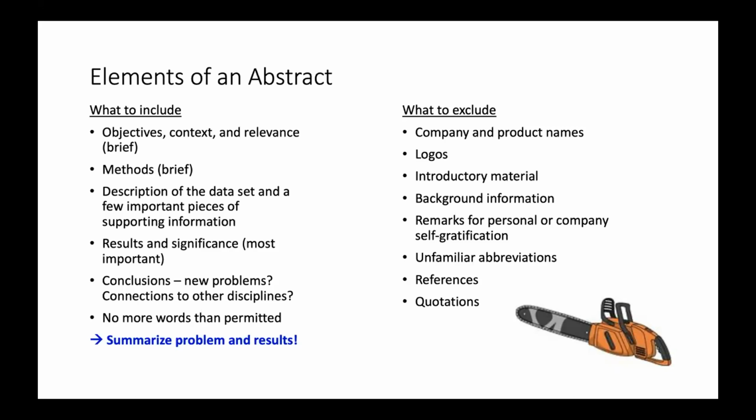A couple more things that are difficult to deal with in abstracts. Unfamiliar abbreviations, and most of the time you can just leave those out and spell the words out in their entirety. References, those don't belong in abstracts, and quotations. So all of those things should be left out of your abstract. In short, your abstract should say what you did, why you did it, how you did it, and what you learned.